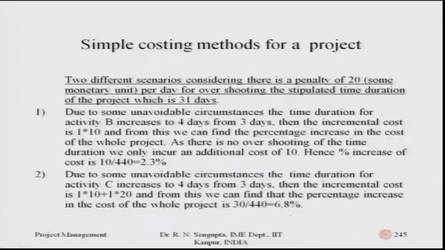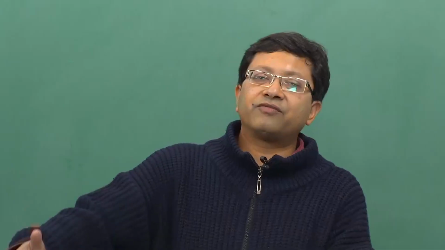Now, if due to some unavoidable circumstances, the time duration for activity C has increased from 3 to 4 days, then the incremental cost would come from C increasing, which is 1 by 10, plus the fact that E, which is the last job, is also increasing by 1 day. So, it will be 1 by 20. Hence the overall cost increase is now not 10, but 30. Hence, the critical path being affected has a more devastating effect on the total cost, which has now increased from 2.3 to 6.8%.